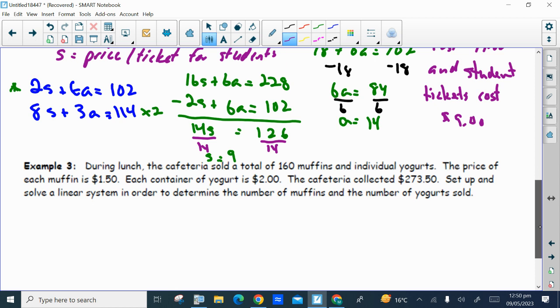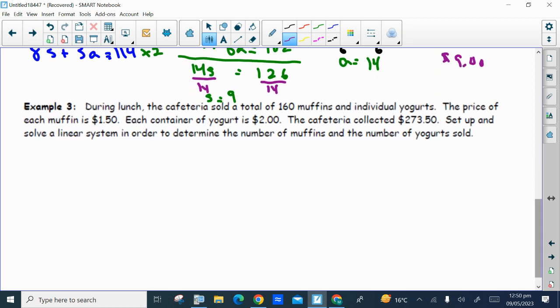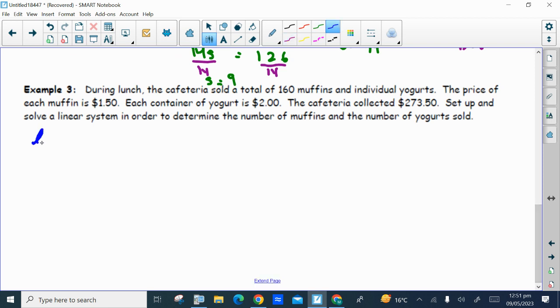All right. Number 3, during lunch, the cafeteria sold a total of 160 muffins and individual yogurts. That means all the muffins and yogurts added together totaled 160. The price of each muffin was $1.50. Each yogurt was $2, and they collected $273.50. Set up and solve a linear system in order to determine the number of muffins and the number of yogurts sold. So that's what our variables have to represent.